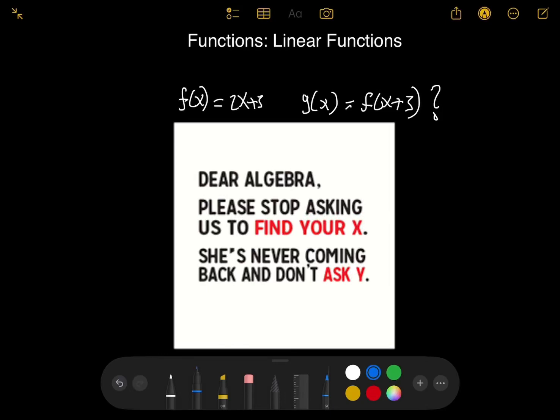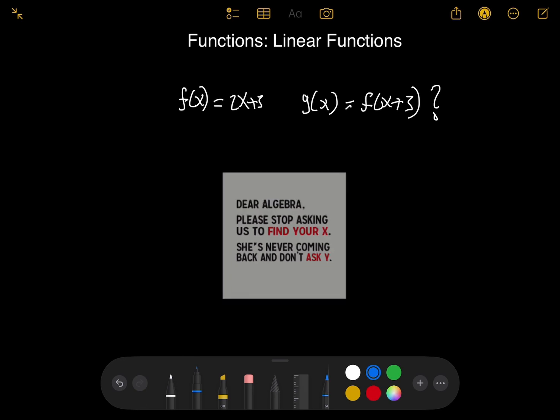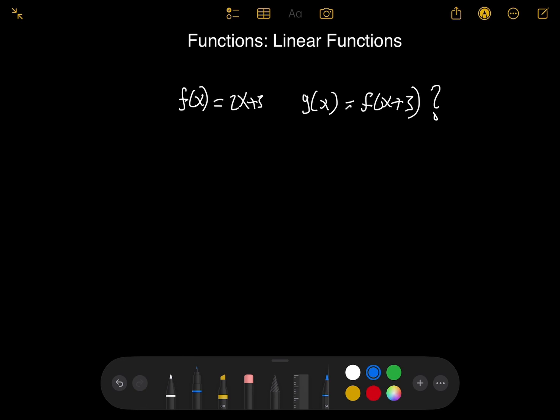Good day, welcome to another video where we're starting a new chapter on functions. Basically, we're doing linear functions. So here's a question for the video: if f of x is 2x plus 3, what then is g of x, which is equal to f of x plus 3? Let's get started with the video.